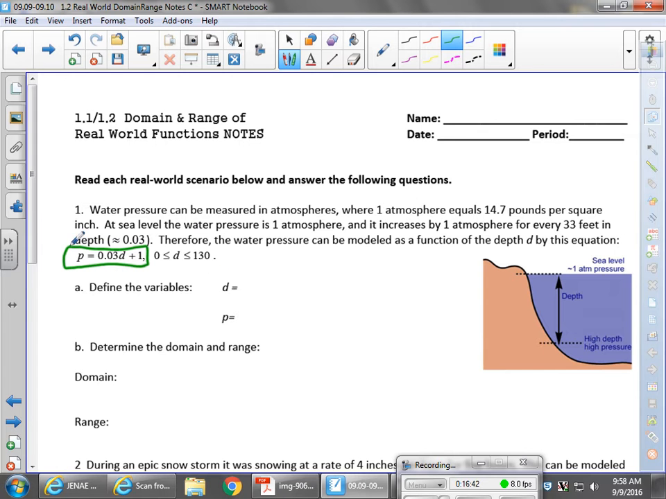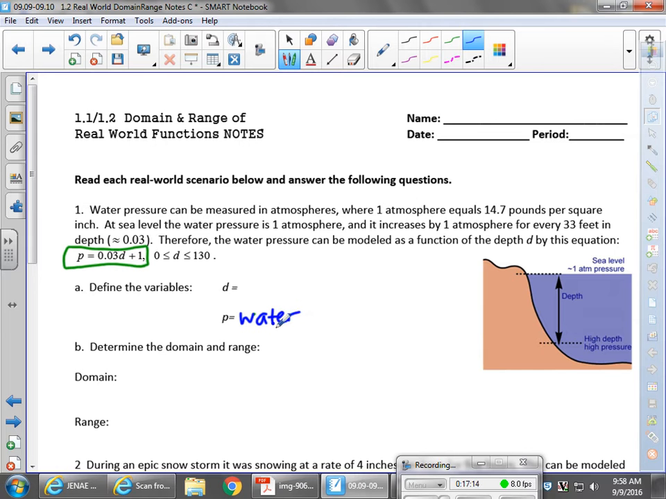So this equation contains the variable p and the variable d. There are 2 measurable quantities in this real-world scenario. Take a second, let's find them. I need to know what d represents and what p represents. So I've heard p is pressure. I agree with that. Good job. Okay, so p is water pressure. Let's establish that first.